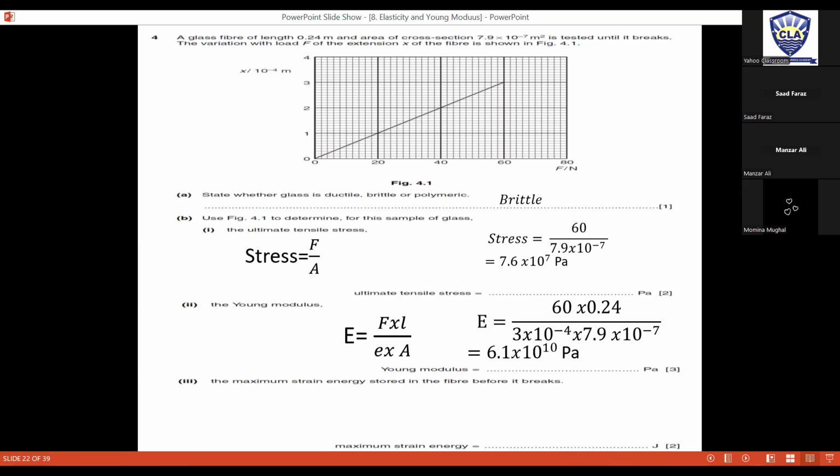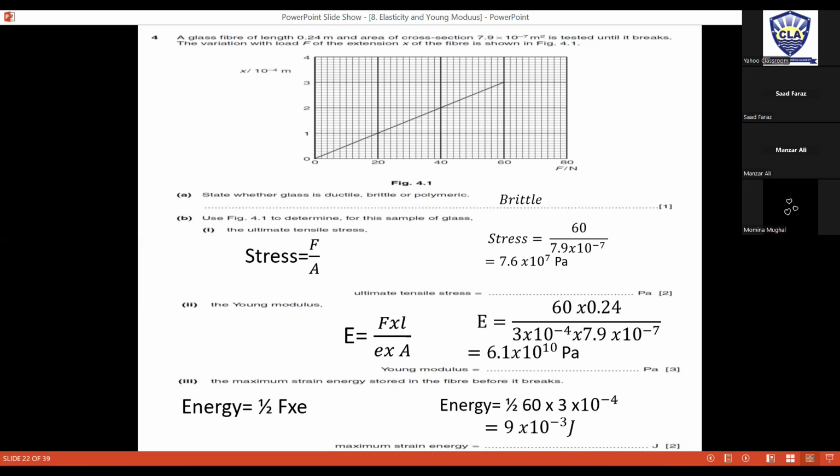Maximum strain energy formula: half F into E. Maximum force 60. Maximum extension 3 into 10 raised to power minus 4. Simplify and you will get the value of maximum strain energy.